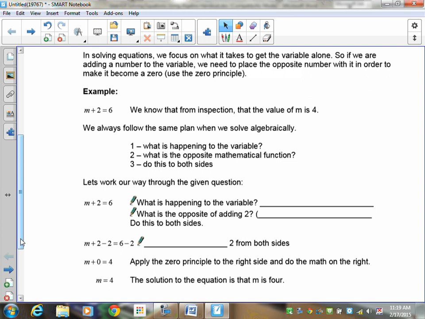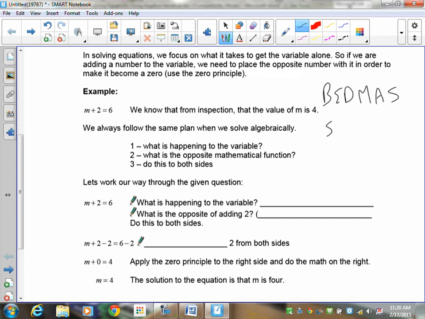Now there are three steps you have to do for every type of equation in algebra. One is you have to identify what's happening to the variable, and you have to do the opposite of that. This is called reverse order of operations. Now you have done order of operations before. You've heard the word BEDMAS, B-E-D-M-A-S. Now what we're going to be doing is reversing it.